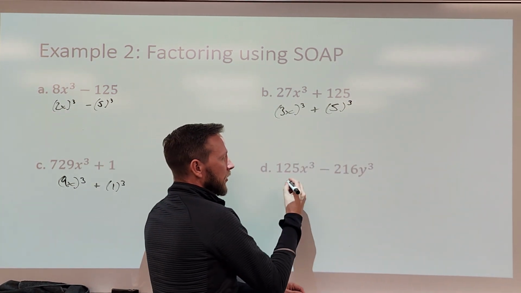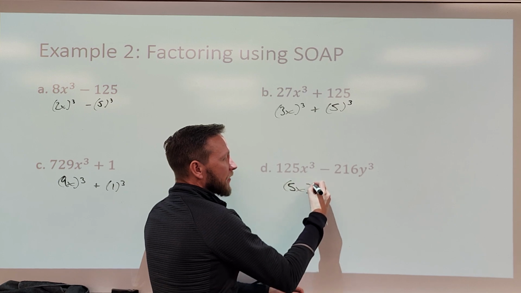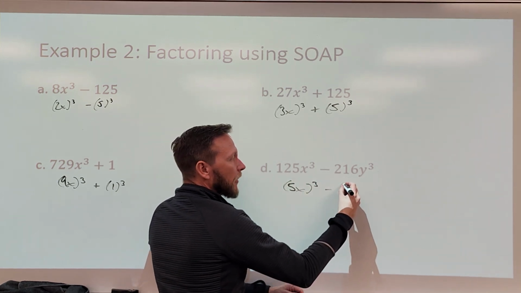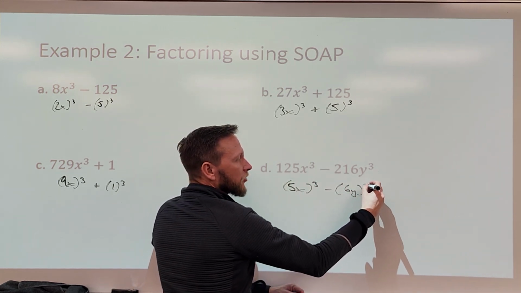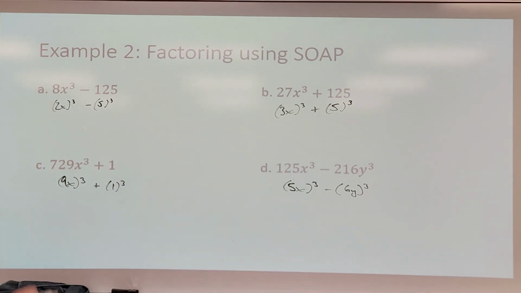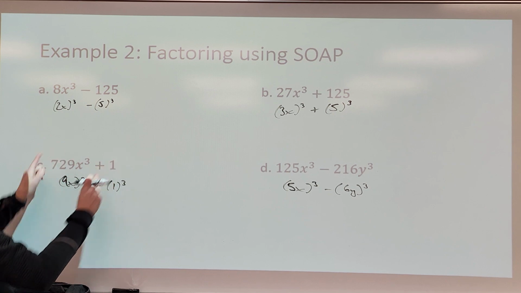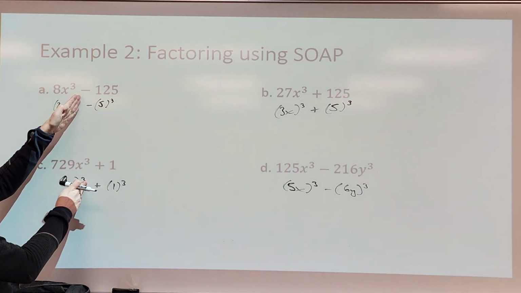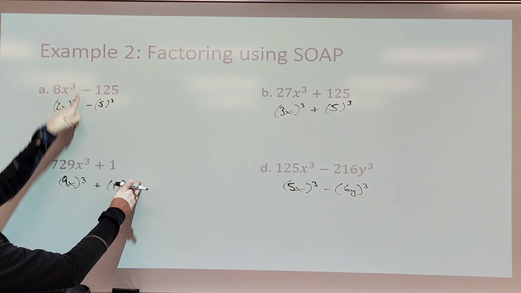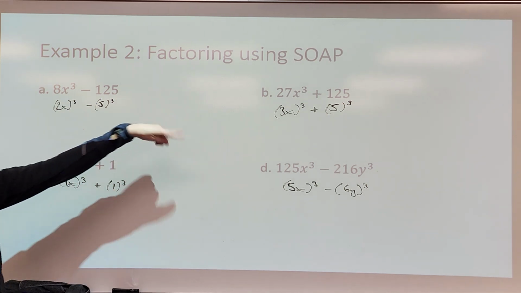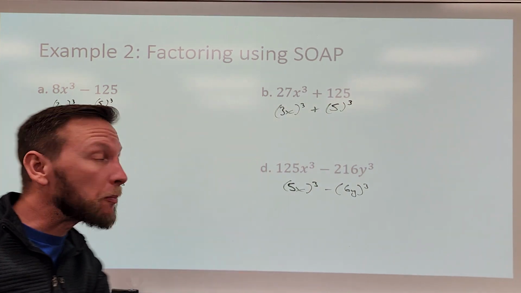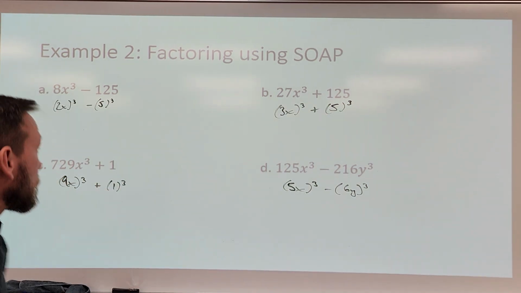Over here, this is going to be 5x times 5x times 5x minus 6y times 6y times 6y. So recognizing what the cube root of this term is, that is what we are cubing, and then we have to decide, do we have a minus or a plus in there? All right? So that we can use the recipe. So let's use the recipe, all right?